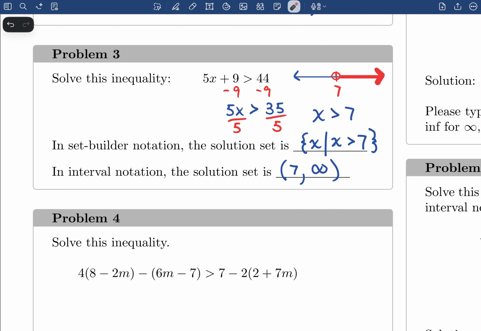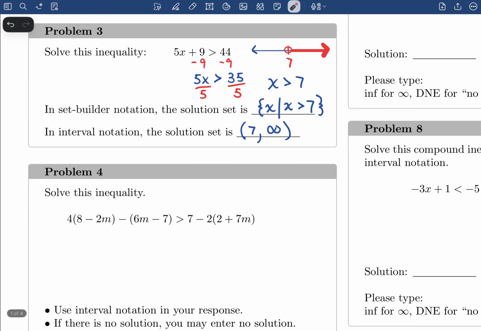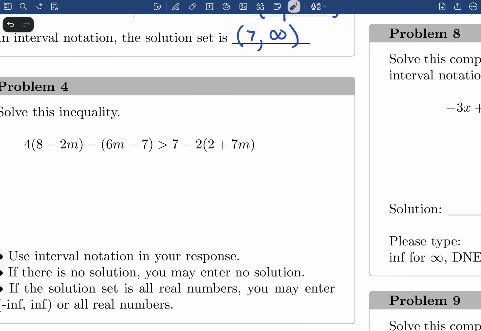Okay, so now the interval notation makes sense. So I highly recommend, I challenge you to graph this to help your brain so that you can see that we're starting at 7 on the number line, and we end at infinity, and that's why this is the interval notation. Cool. Let's move on to problem number 4.